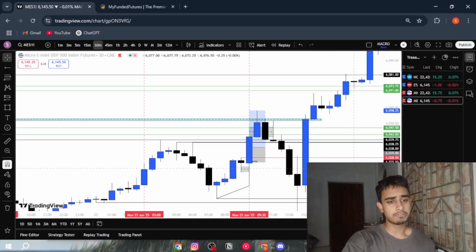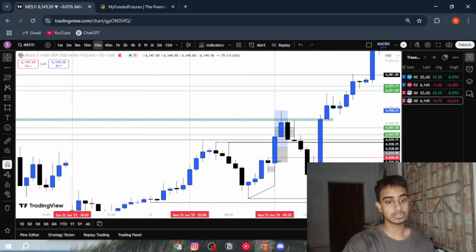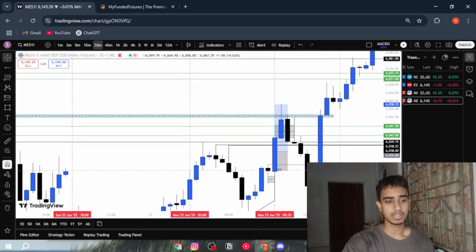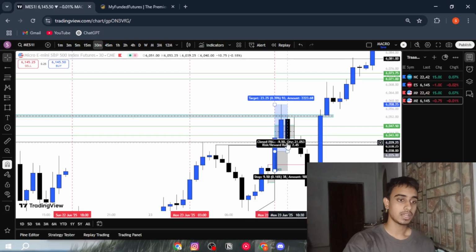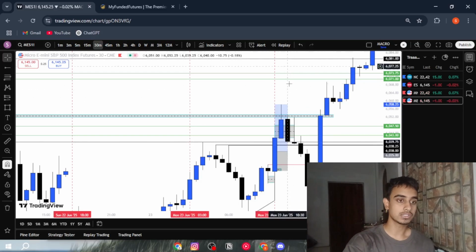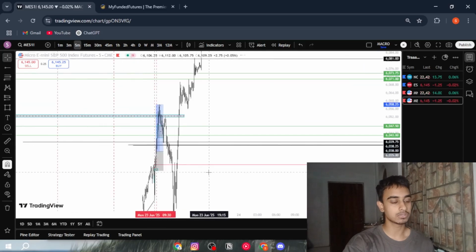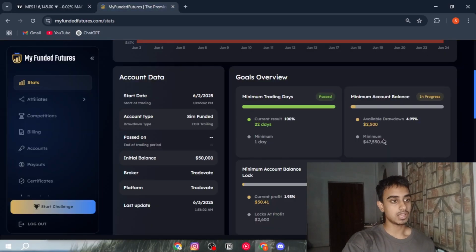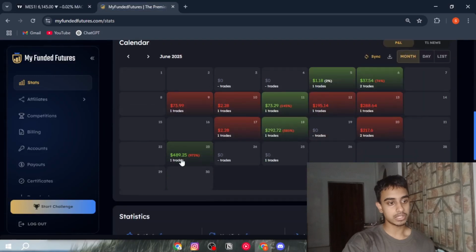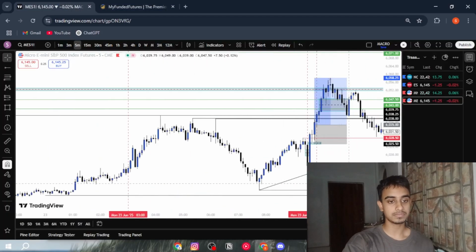I entered with 5 contracts and 5 micro contracts. I was risking around 250. I got $550 somewhere around here. So I took out four contracts and left one runner for these highs, but it came down and took me out at break even. So I profited around 489 right here.